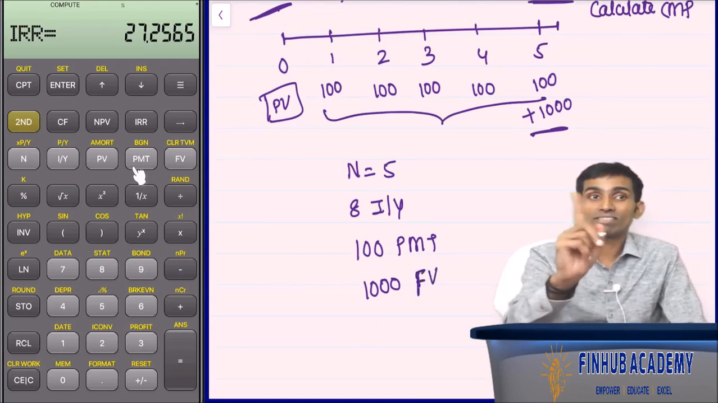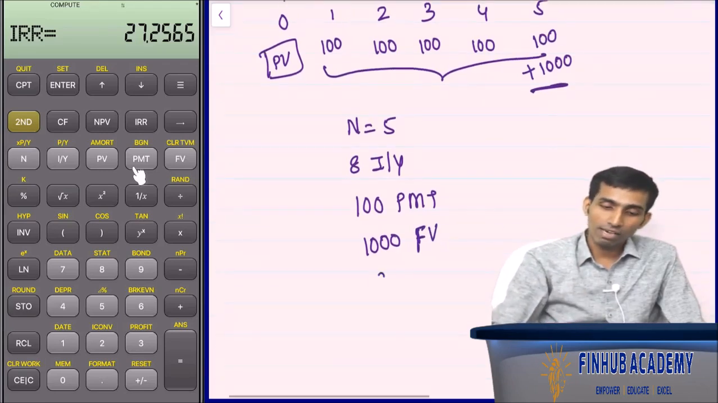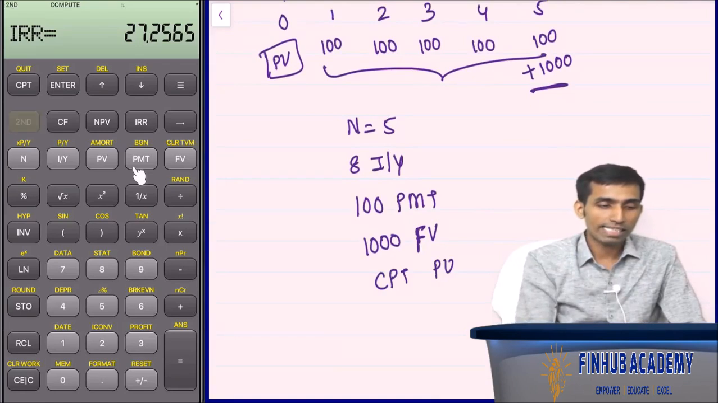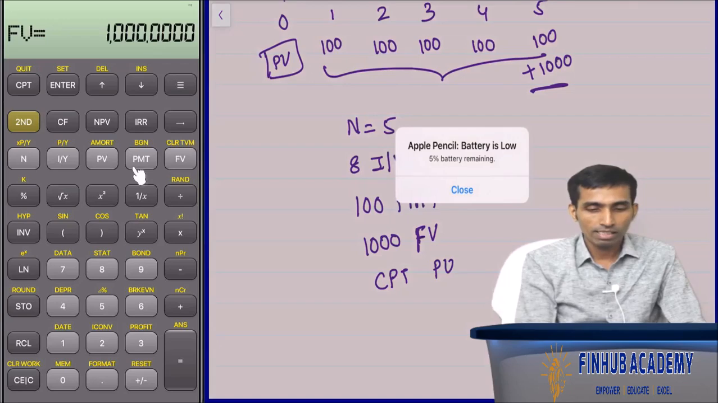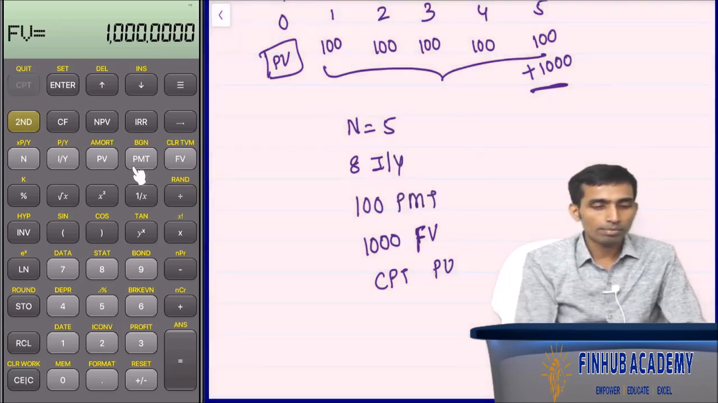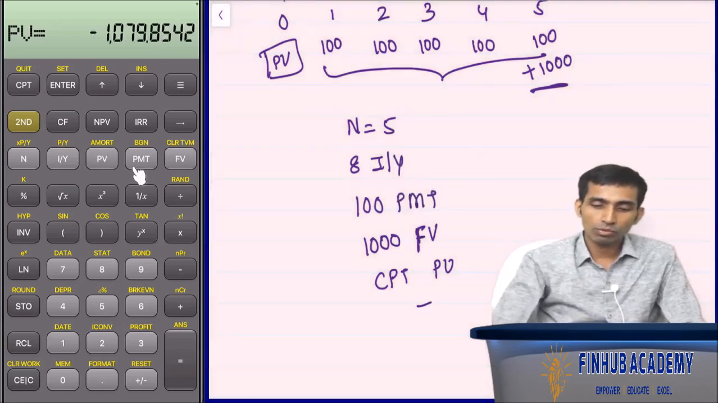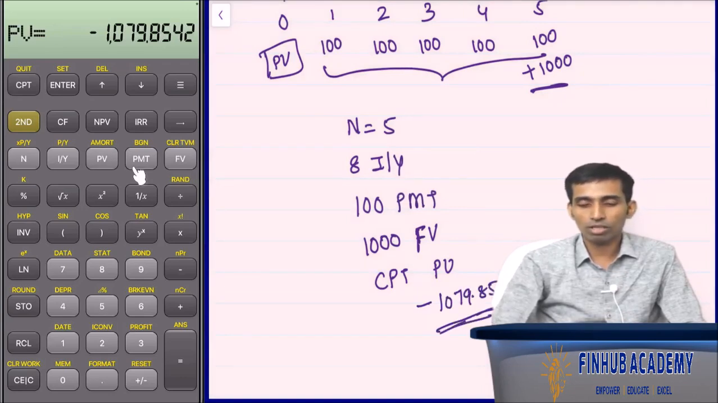In time value of money I have never used FV, correct? Now I will compute PV, and PV now will be in minus. Check. Second, clear TVM, cancel. Okay: 5 N, 8 I/Y, 100 PMT, 1000 FV, and then compute PV. Today's bond price is 1079.85, which means I have to buy the bond.